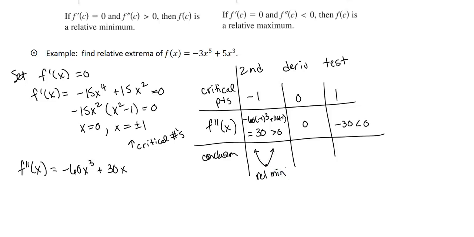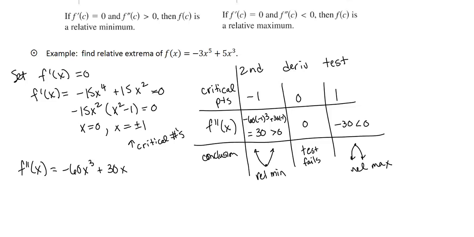Now be careful with that. A positive f double prime means I have a relative minimum, so it's the opposite of what you may expect, but it is because of the concavity that's happening there. At 0, the test fails. Okay, and here I get concave downward, so I have a relative maximum.